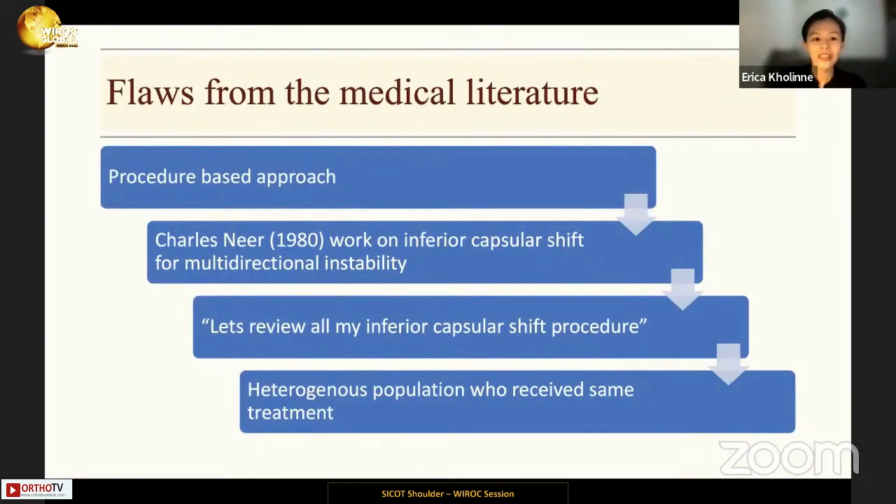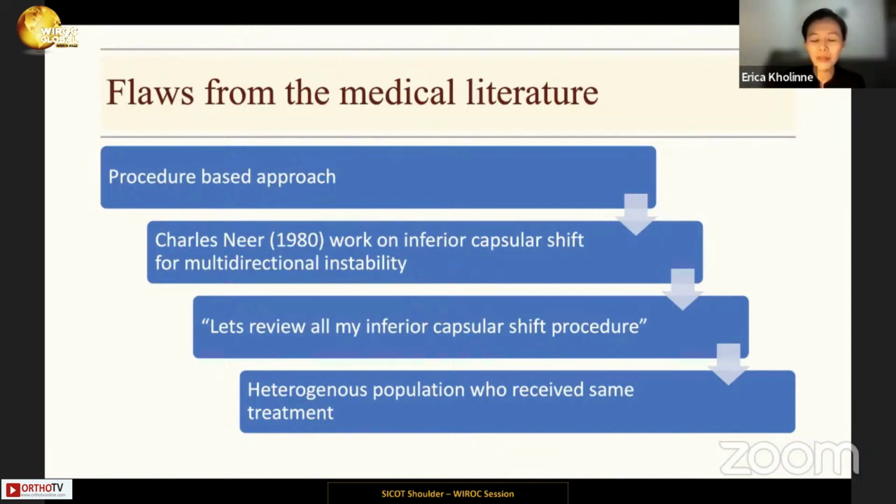I admire Dr. Charles Neer, of course. He is a pope in shoulder surgery. Historically, but the medical literature regarding instability has a number of flaws. First, most studies in the literature up until now are procedure-based, not condition-based.